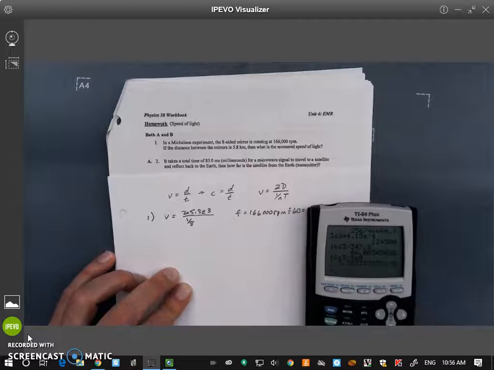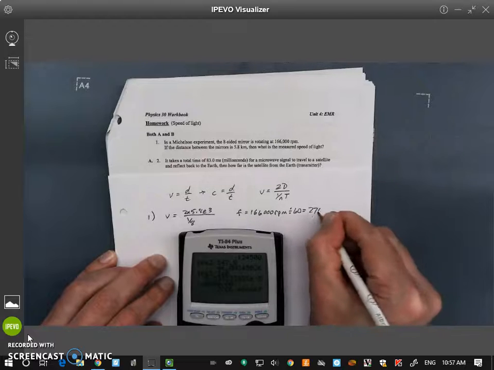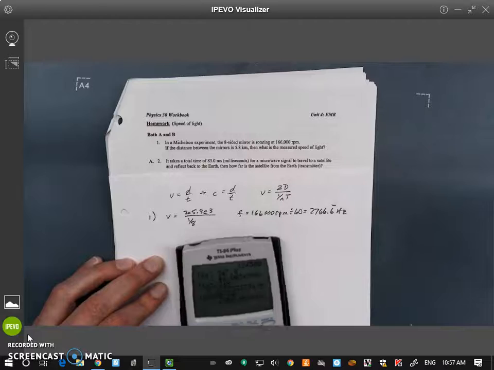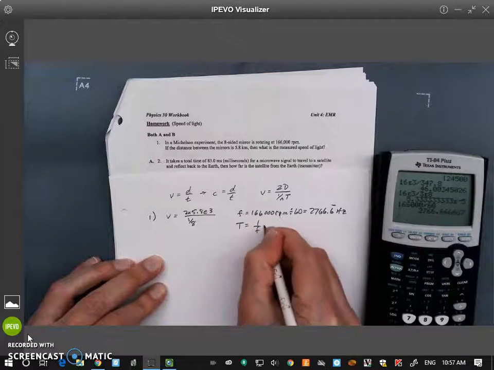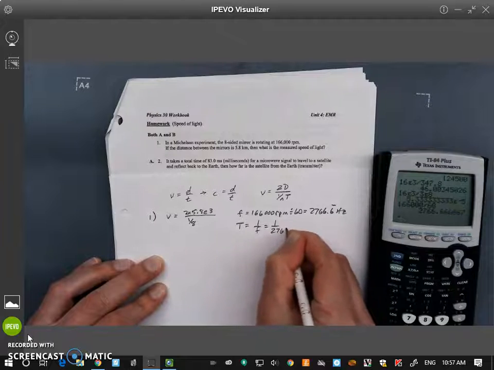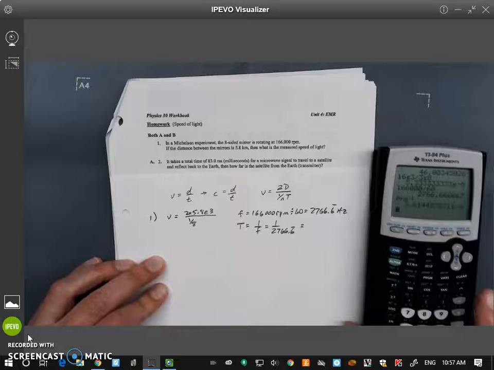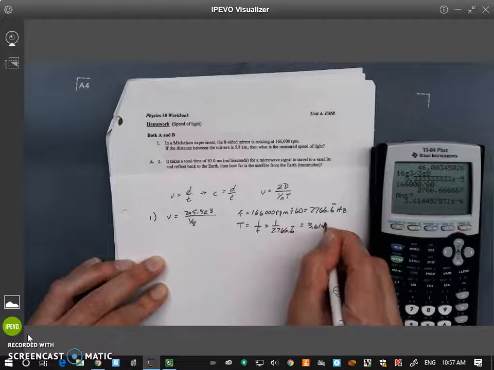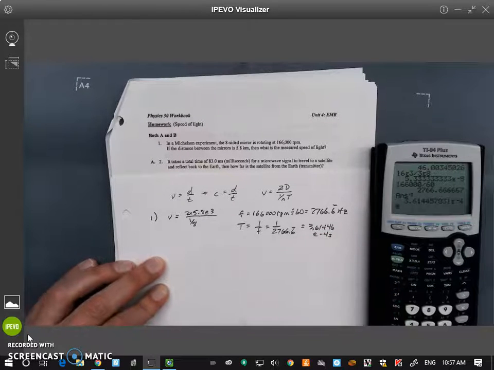Okay? So let's do the calculation. 166,000 divided by 60, and I get 2766.6 repeating. Now this will be in hertz. Now we can go ahead and figure out the period from there, which is 1 over the frequency. So it's 1 over 2766.6 repeating. So I'll just invert that answer, and I get 3.61446 E negative 4, and that'll be in seconds.